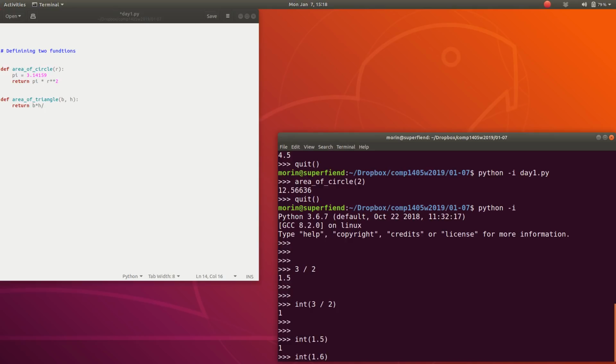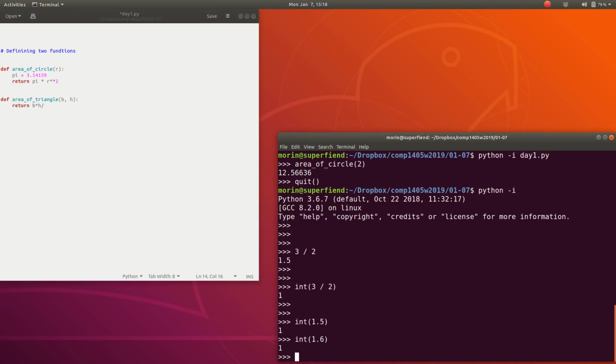Quick question, what do you think happens when I convert 1.6 to an int? It's also 1. So it doesn't do anything fancy. There's no rounding or anything. It's just pure truncation. It just erases the fractional part. Okay.